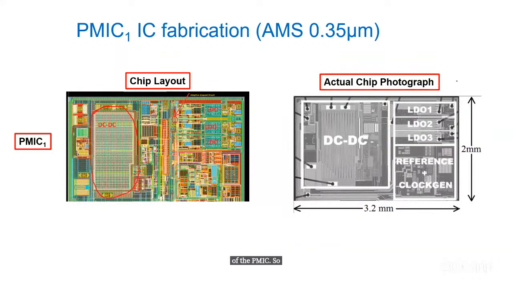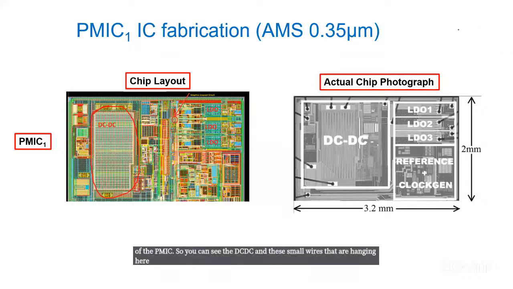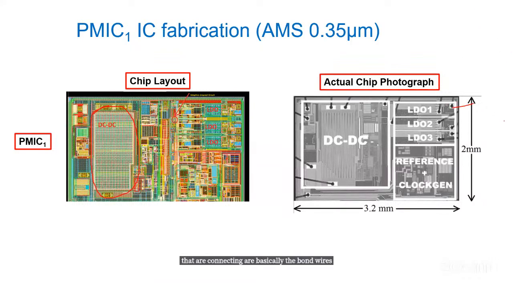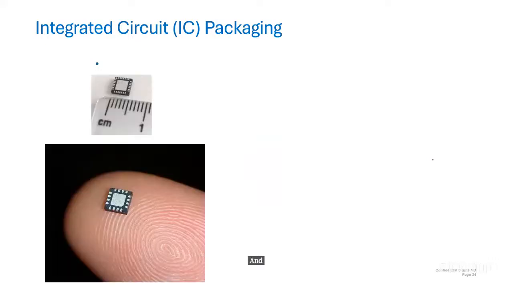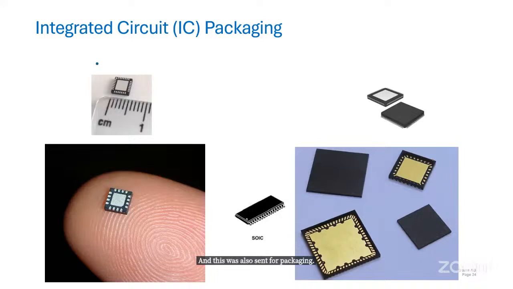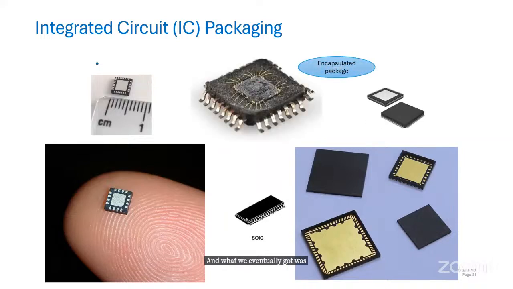You can see the DC-DC and these small wires that are hanging here, which are basically the bond wires. All of these are bond wires that are getting connected. This is the chip snapshot, and we were able to do the design within about a 3.2 by 2 mm area. This was also sent for packaging, and what we eventually got was a die. Your die here is getting bonded onto the package through this gold wire. You can see these small tiny wires here. If you decapsulate the package, you can see that this is the die, and this is how it is connected to the external pins.